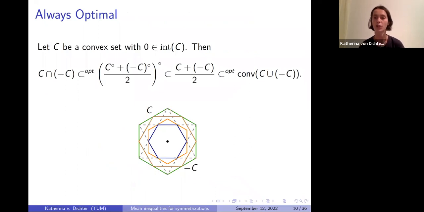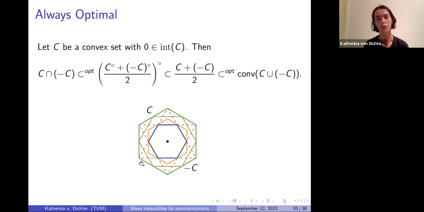So let's return to the chain of Führer. The chain of Führer was introduced for general sets A and B, but since we want to talk about symmetrizations, we only consider sets C and minus C. So now we have 4 different symmetrizations: the minimum, the harmonic mean, the arithmetic mean, and the convex hull. All of these symmetrizations are convex sets, and they're also symmetric. They are all ordered by Führer in this chain, and we can show that the minimum is optimally contained in the harmonic mean, and the arithmetic mean is optimally contained in the convex hull.